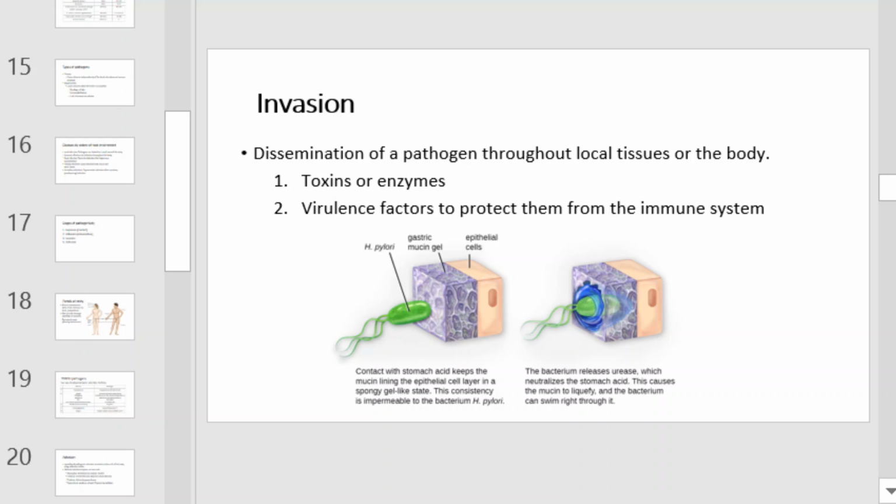Invasion. Invasion is the dissemination of a pathogen throughout local tissues or the body. During the invasion, toxins or enzymes are used to penetrate the cells. Virulence factors to protect them from the immune system are also employed.